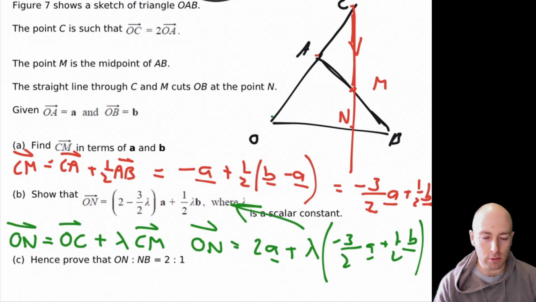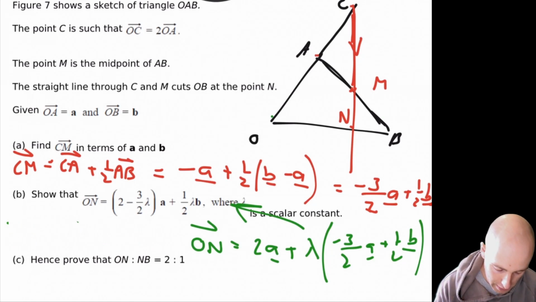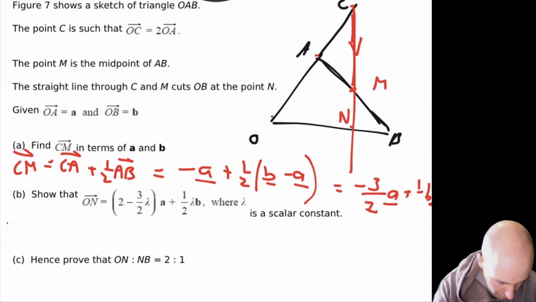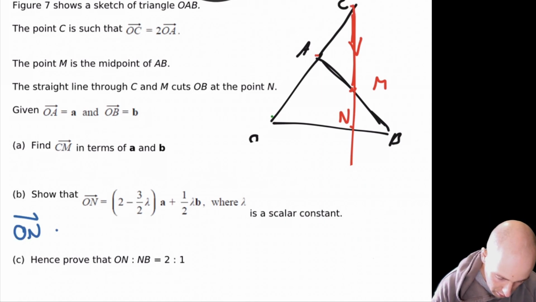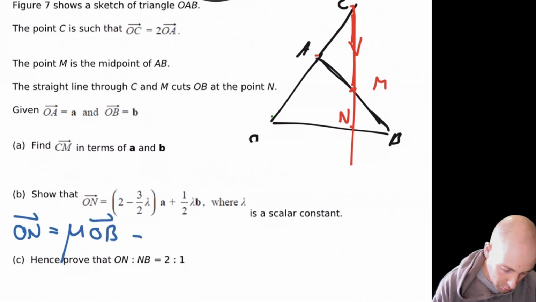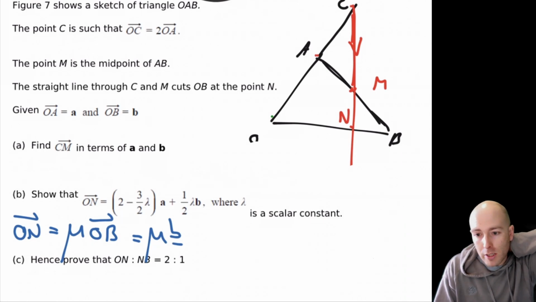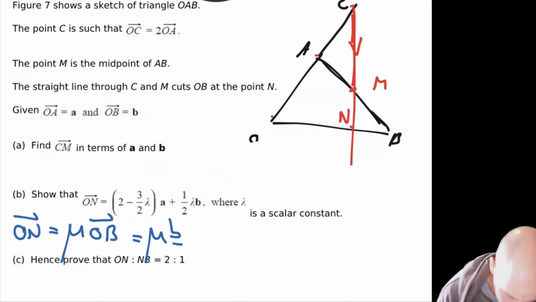So we're going to find 2 different routes, like I said, to N. So one of my routes to N is the one they've made us find in part B. The other route we can take to N is just to go mu OB. So we also know ON is mu OB. And mu OB is just going to be mu B. So we're going to set mu B equal to ON, and we're trying to find out what mu actually is. And we're hoping mu should be 2/3.